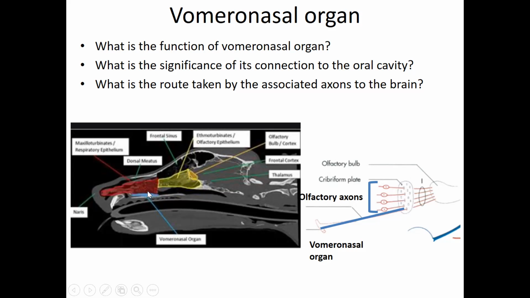And this vomeronasal organ has sensory fibers or axons leaving it, and they also join the olfactory nerve and then follow the same route. So this is an extra structure, you can say, in animals which is associated with the sense of smell, but particularly for the pheromones. And it allows the animal to display its behavior, which is required for mating and for detecting the other animal's presence there. It is also called the Jacobson organ or apparatus.